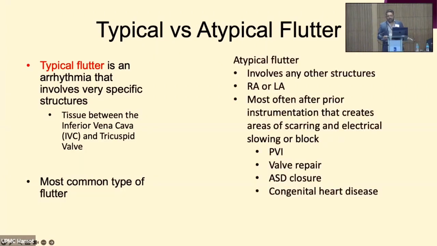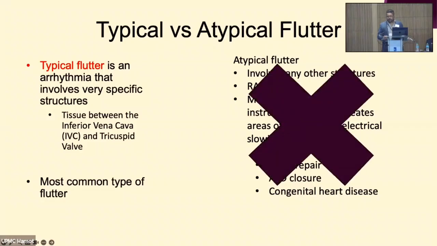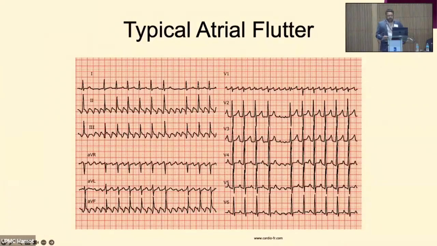Now, there's something called atypical flutter, which involves any other cardiac tissue in the atrium, whether it's the right atrium or the left atrium. We're not going to talk about that. We could spend 45 minutes just talking about typical and atypical flutter. Most of what we see is typical flutter, and that's what we're going to focus on.